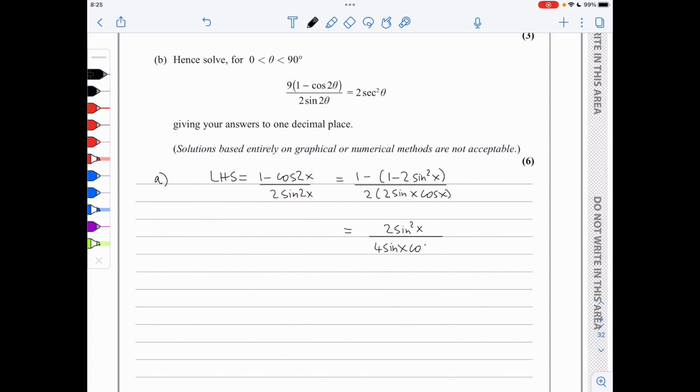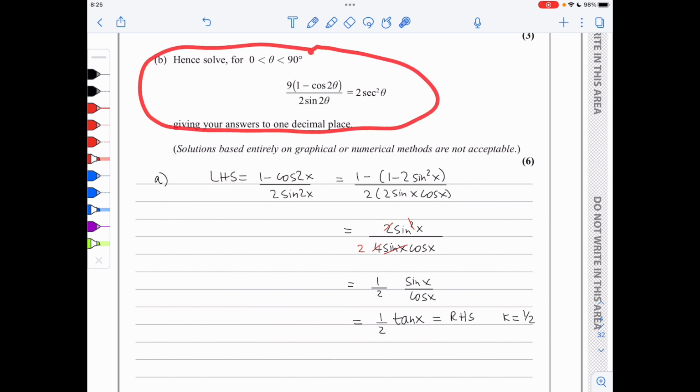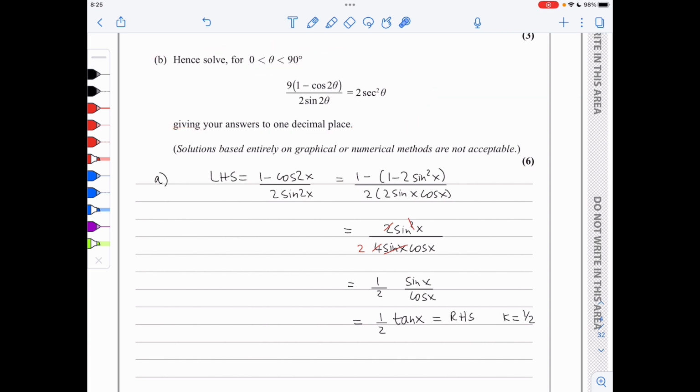Now we can simplify the sine x in the denominator with one of the sines in the numerator. The 2 with the 4 leaves me a 2 in the denominator. So all in all, this is a half of sine x over cos x, which is of course a half tan x, which is the right-hand side with k being a half. And then it says we can solve the given trigonometric equation, where theta is in degrees between 0 and 90. So we know that this part here can be replaced with a half tan theta.